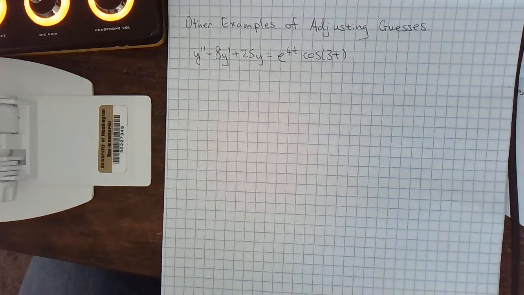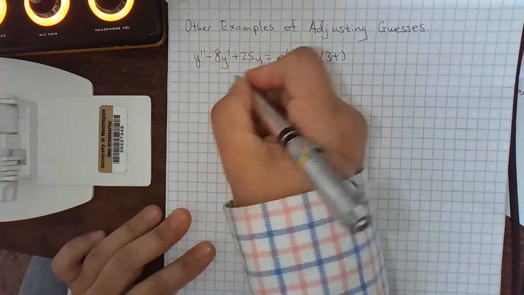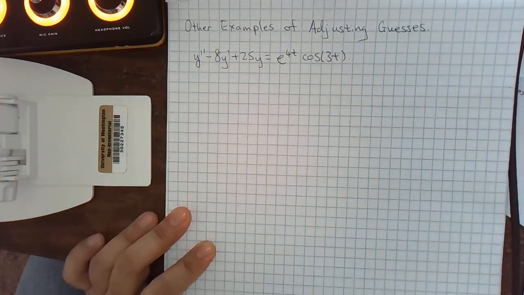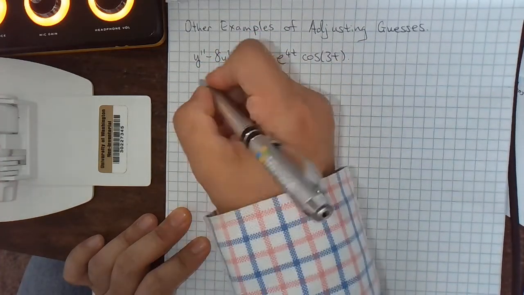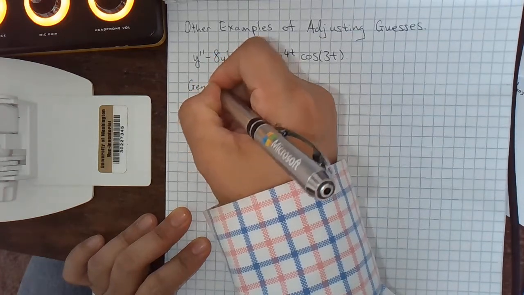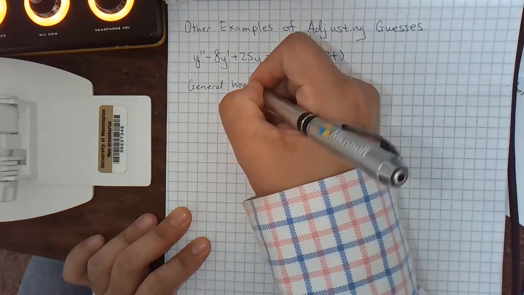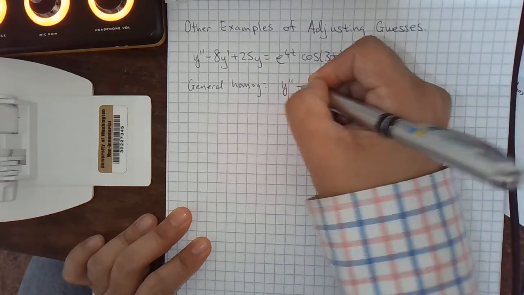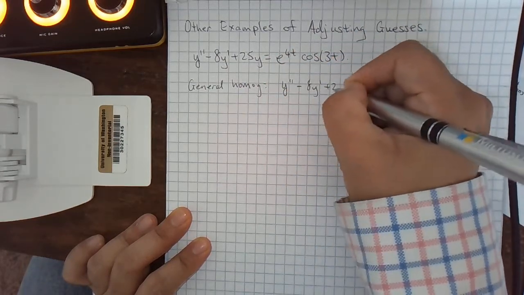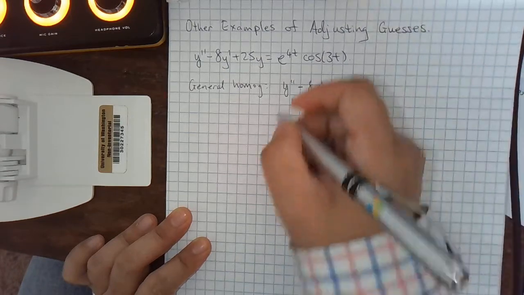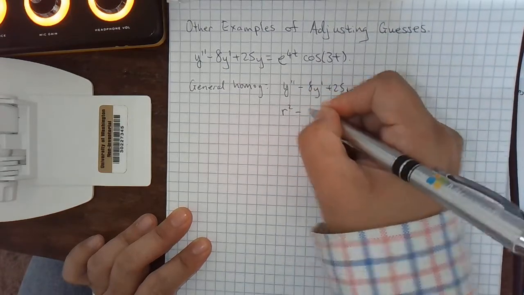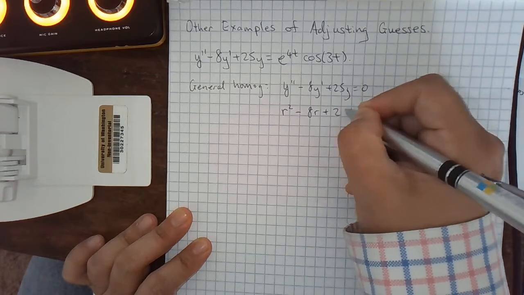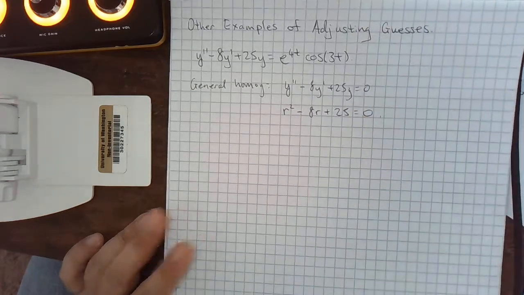So here's some other examples of guesses that we might have to adjust. Okay, so here's a non-homogeneous second order differential equation. So let's, as usual, look at the homogeneous one. So we got y double prime minus 8y prime plus 25y equals 0. And so the characteristic equation is r squared minus 8r plus 25 equals 0.